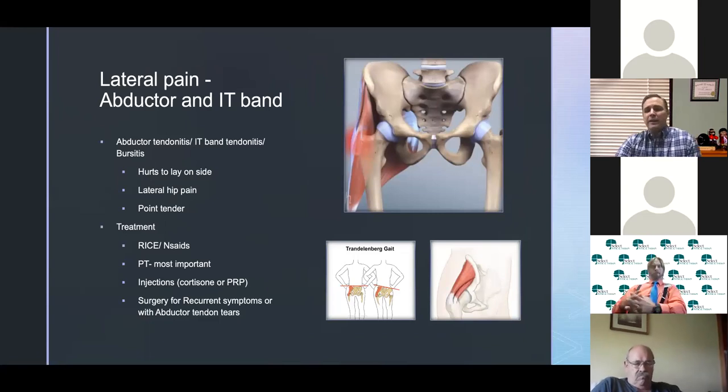So now we're getting into more hip-related pain and hip symptoms, things that we can really do some things about for the hip and knee specialty world. And so now we're talking about lateral-sided pain. When we talk about lateral pain, there are multiple things, but this is kind of this area on the outside of your hip.